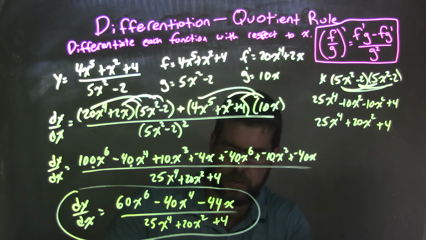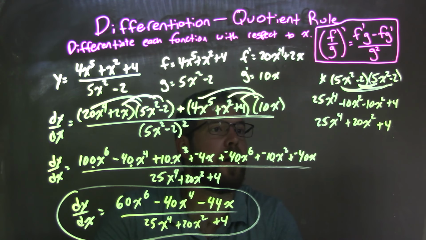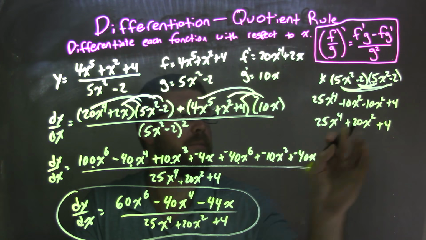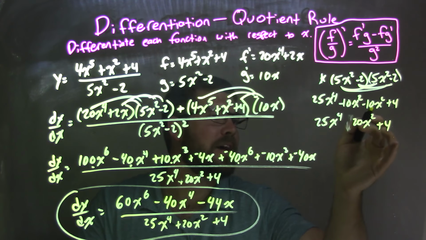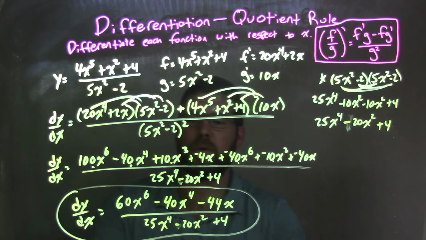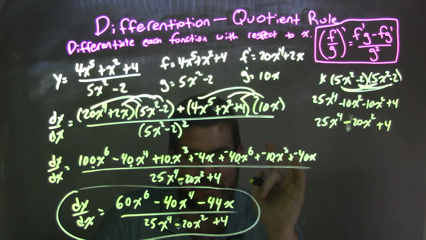Just double checking here, making sure everything's right. Looking good, looking good, looking good. Why do I have plus down there? Oh my goodness. Quick mistake here. Let's just go fix it. Can't believe I did that. Negative 10x squared minus 10x squared is a negative 20x squared. I missed that. It happens sometimes. I get ahead of myself thinking everything's positive. So we have 25x to the fourth minus 20x squared plus 4. So that is actually our final answer.